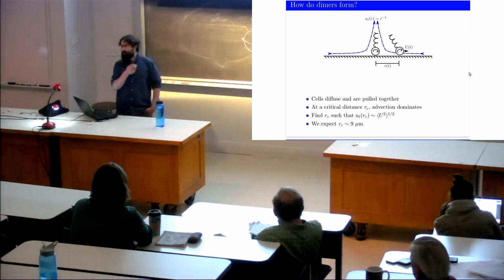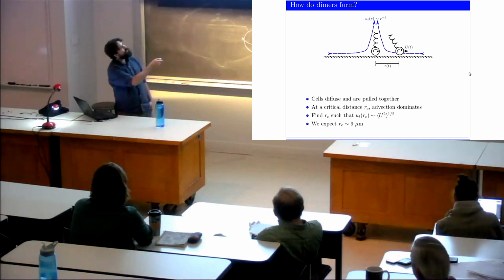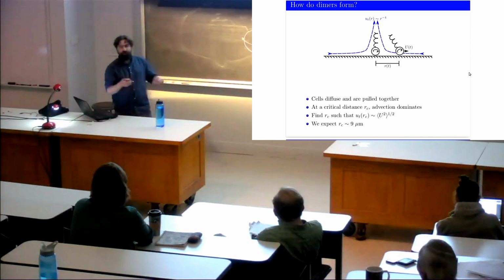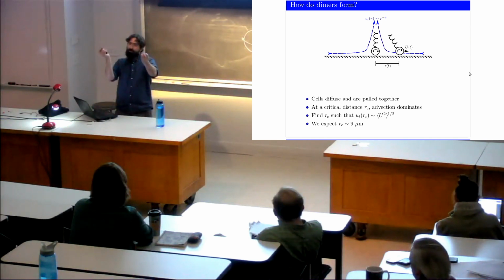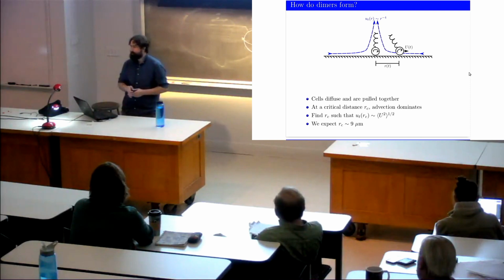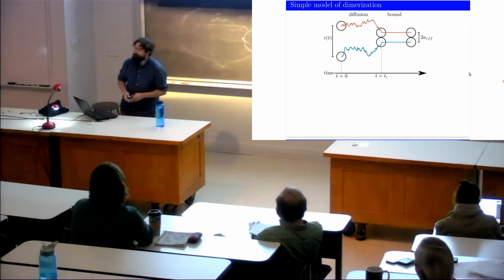1/distance to the 4th decreases really quickly, right? So if this cell is more than a few body lengths away, the velocity field is negligible. And so we can think about these bacteria freely diffusing in 2 dimensions. And if they diffuse within a given distance of about 9 micron, we expect them to get stuck together. So we can measure that.